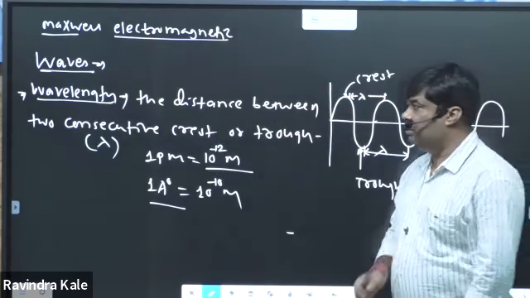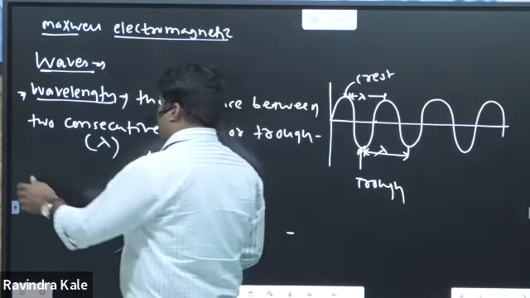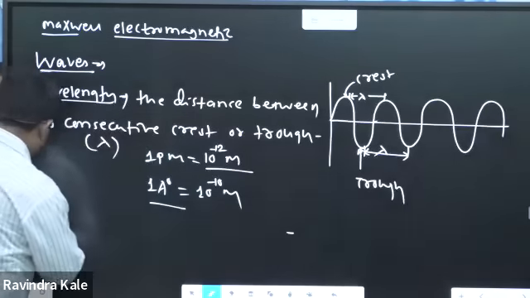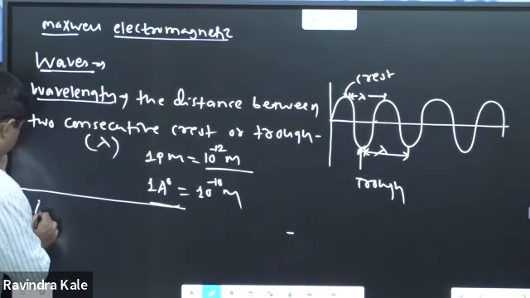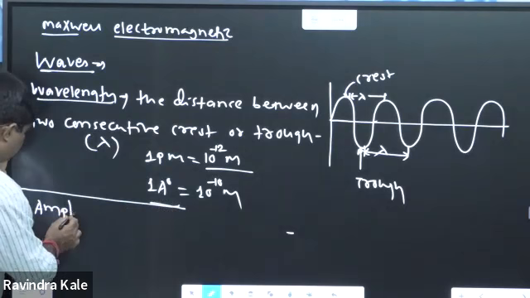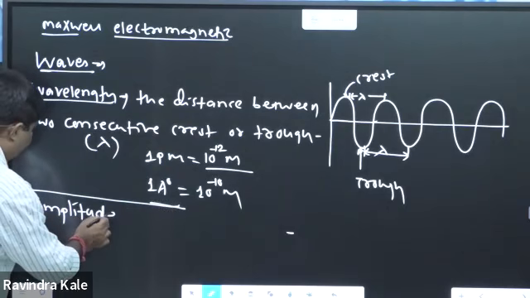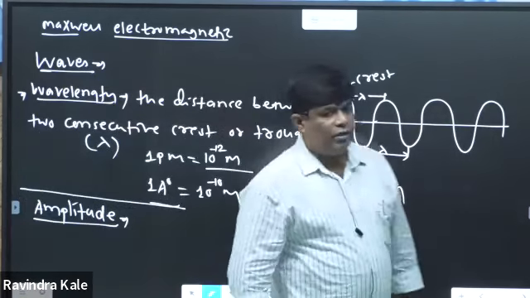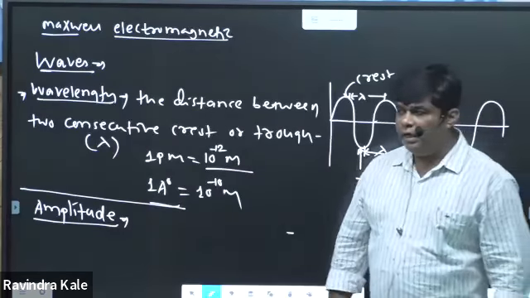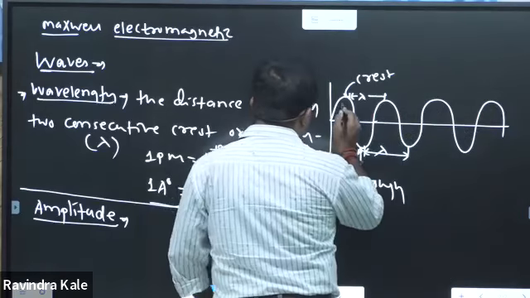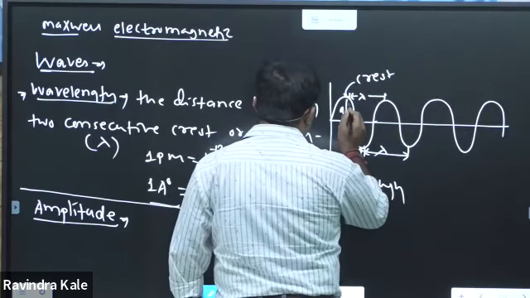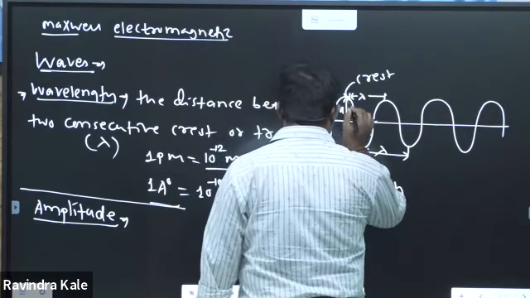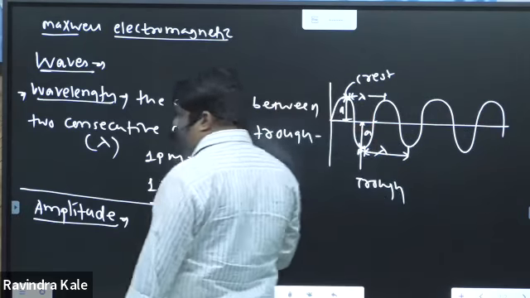Then next, what is the amplitude? What is the meaning of amplitude? Height of crest or depth of trough is called the amplitude. So this A is the amplitude. It is the height of crest or depth of trough.